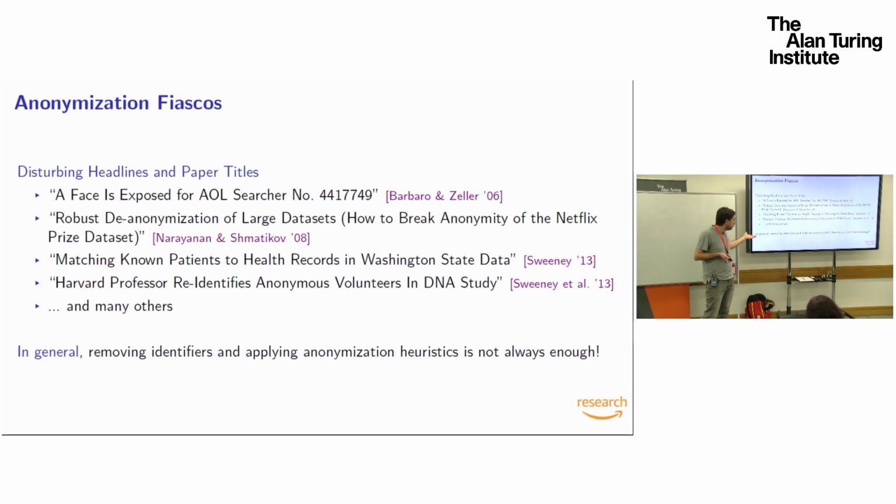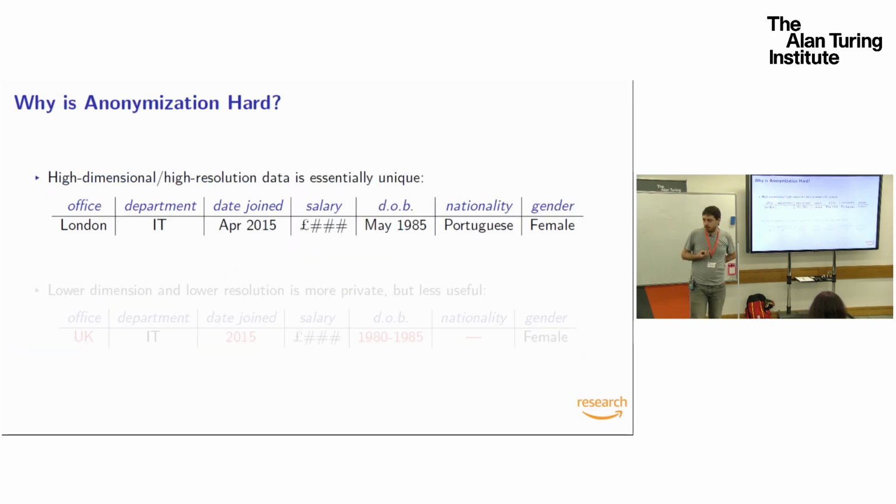So in general, from these examples, we can conclude that removing identifiers, like all the identifiers here were removed, and also applying anonymization heuristics is not usually enough to prevent de-anonymization. One of the reasons for this is that in most cases, these data sets contain high-dimensional data with high resolution, and this data is essentially unique for each individual.